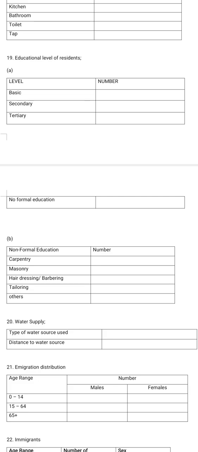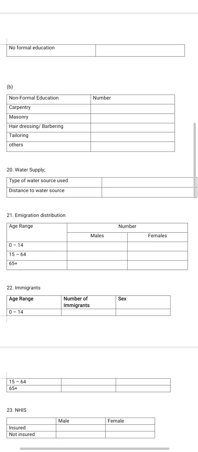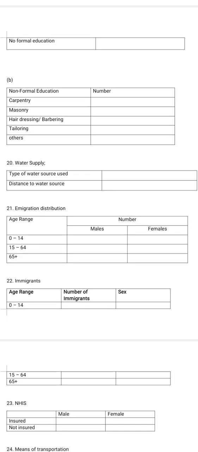They want to indicate the number of people who never went to school. Then non-formal education: those who are carpenters, masons, hairdressers, barbers, salon workers, tailors, and all of that. You ask for the number of people who are in this field of non-formal education.